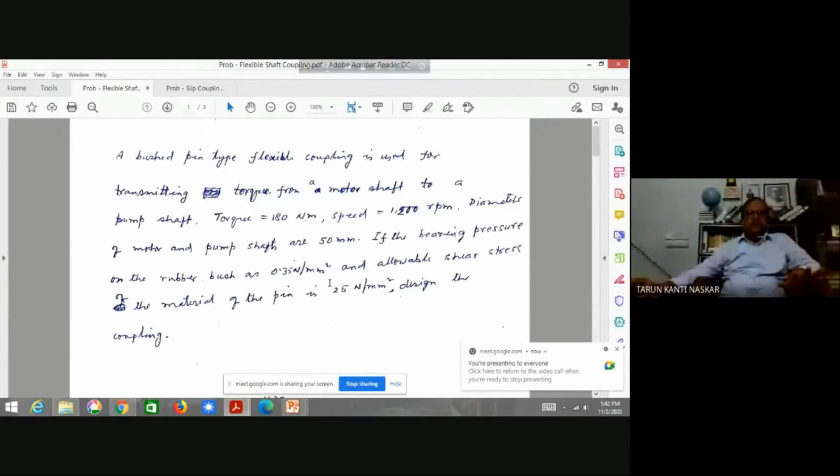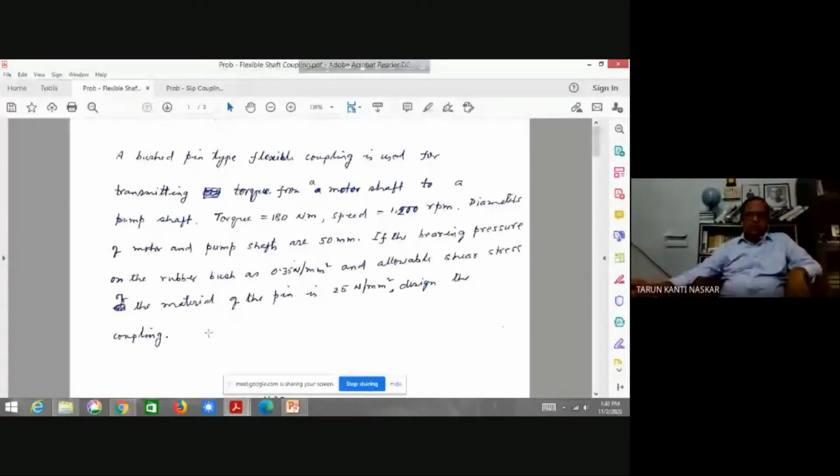So there is a bush pin type of flexible coupling transmitting torque from a motor shaft to a pump shaft. Torque is 180 Newton meter, speed is 1200 rpm, diameter of motor and pump shafts are 50 millimeter. Both the diameters are the same, they may be different also. The bearing pressure on the rubber bush is 0.35 Newton per millimeter square, and allowable shear stress of the material of the pin is 25 Newton per millimeter square. Design the coupling. I have done it very swiftly, so there may be some mistakes. You will correct it.